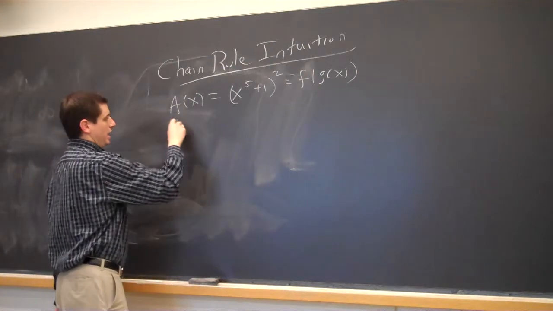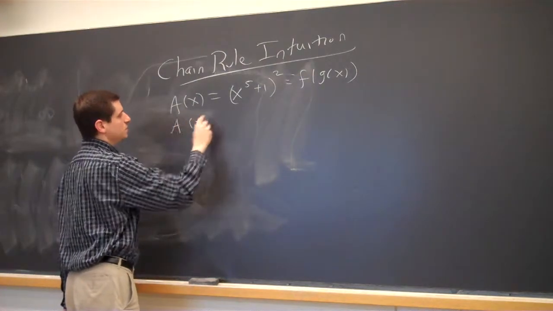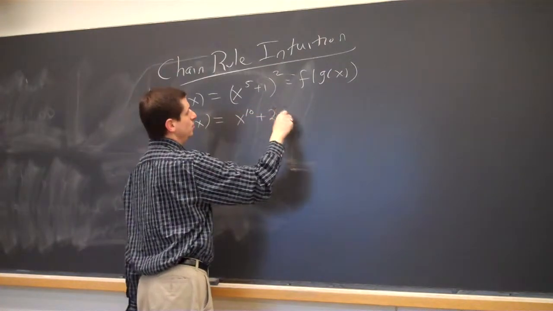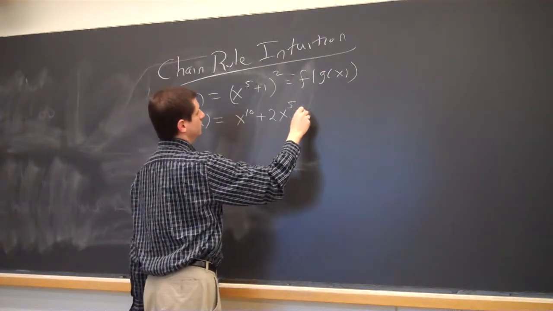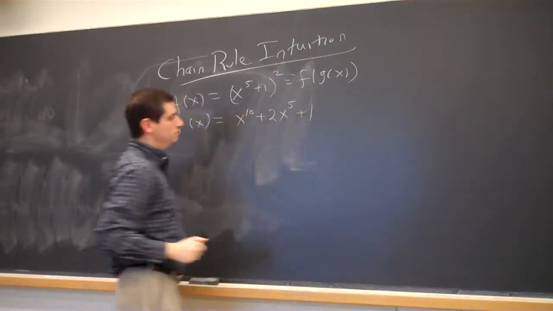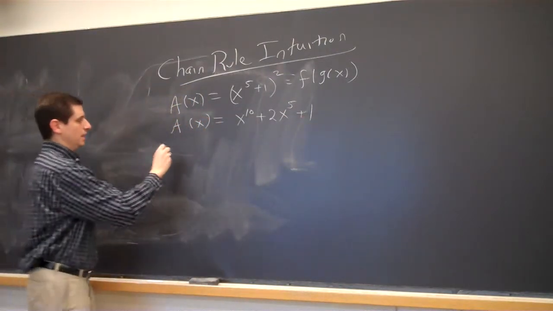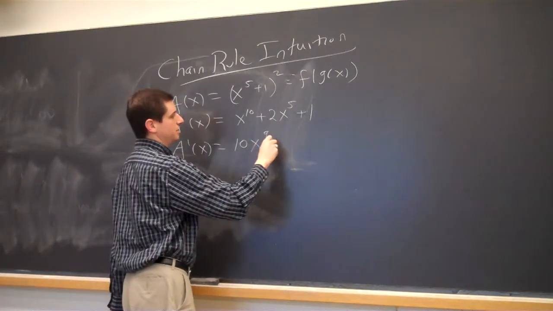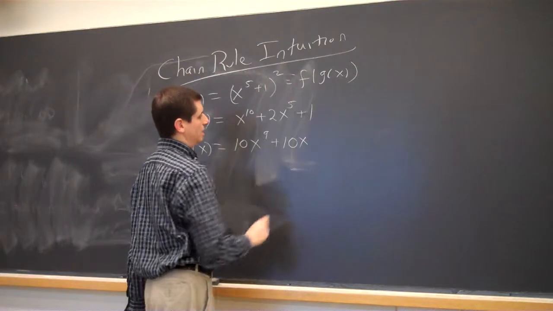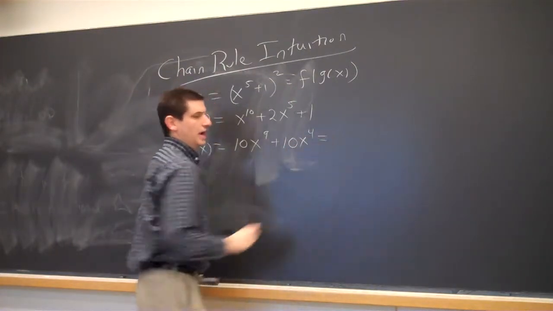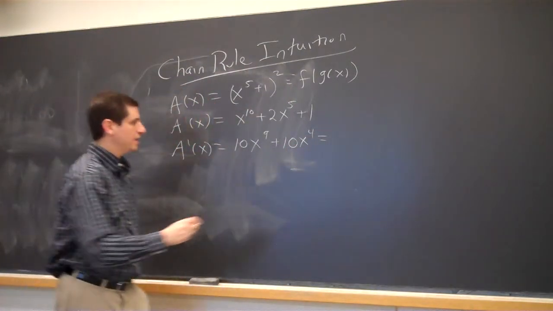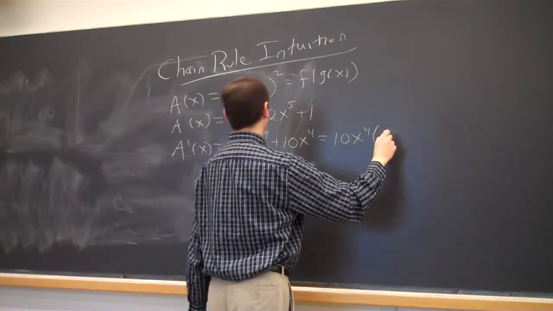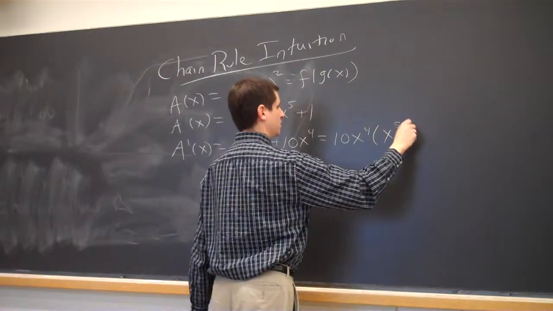A prime of x, well, we can expand things out. A of x is going to be x to the 10th plus 2x to the 5th plus 1. A prime of x is going to be 10x to the 9th plus 10x to the 4th. And I can factor. And when I factor, I'll get 10x to the 4th times x to the 5th plus 1.